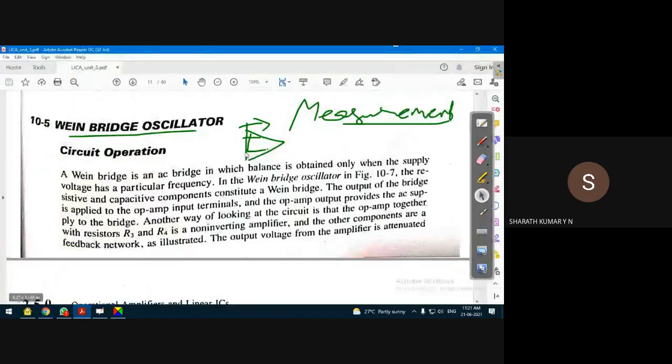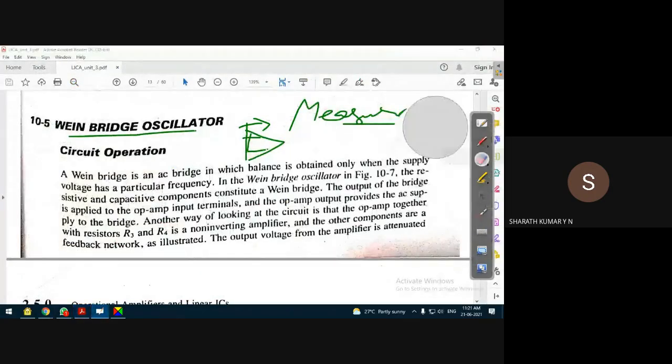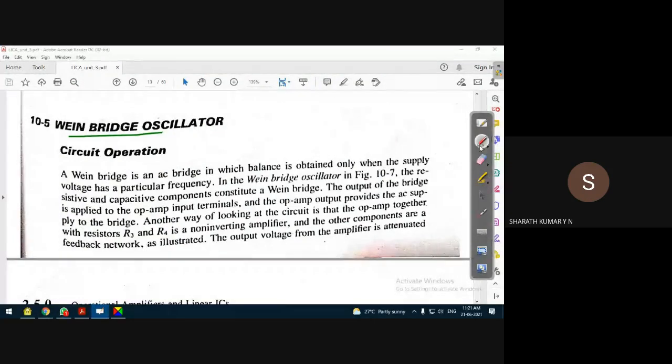Okay, so Wien bridge oscillator. It is basically an AC bridge. What is an AC bridge? The input voltage to the bridge is an AC voltage, in which balance is obtained when the supply voltage has a particular frequency. So depending on the component used, for a supply voltage of a particular frequency, the bridge is said to be balanced.